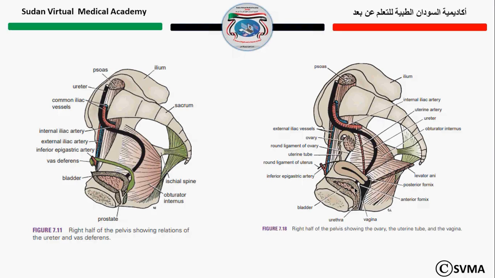The ureter has got constriction at its origin, at the junction of the renal pelvis with the ureter. This is the first constriction. The second constriction is when it enters the pelvis at the pelvic brim, and the third constriction is when it enters the bladder at the bladder wall.